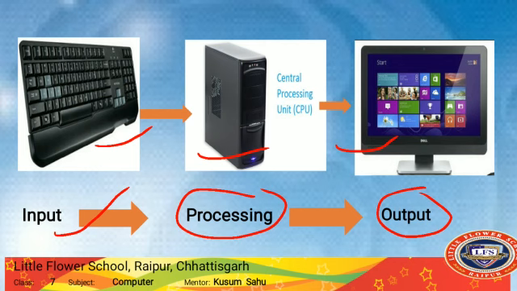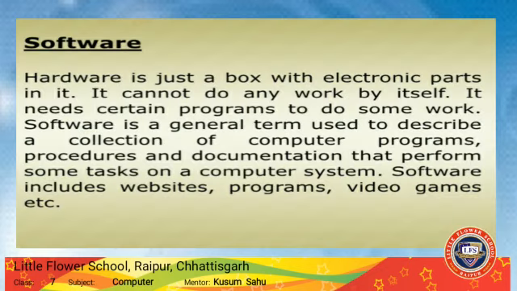Come to the next component, that is software. Without a software, the computer is just like a box only, electronic box only. Software enables the hardware to work on the computer. Computer needs certain programs to do some work. Software is a general term used to describe a collection of computer programs, procedures and documentation that perform some task on a computer system.